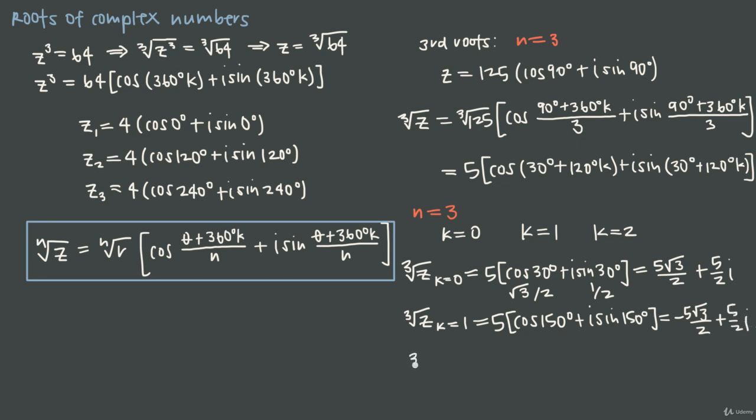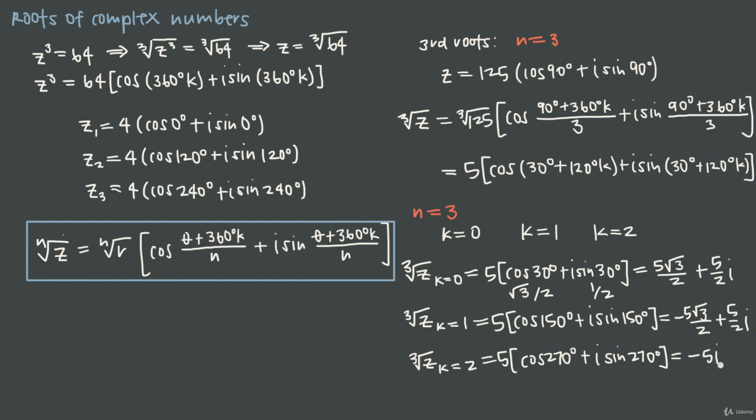And then the last root, the third root of z associated with k equals 2, which is our last k value here, is going to be 5 times, when I plug in k equals 2, 2 times 120 is 240, 240 plus 30 is 270, so cosine of 270 degrees plus i sine of 270 degrees. Cosine of 270 is 0, so that term will drop away. Sine of 270 is negative 1, so I'll get negative 5i.